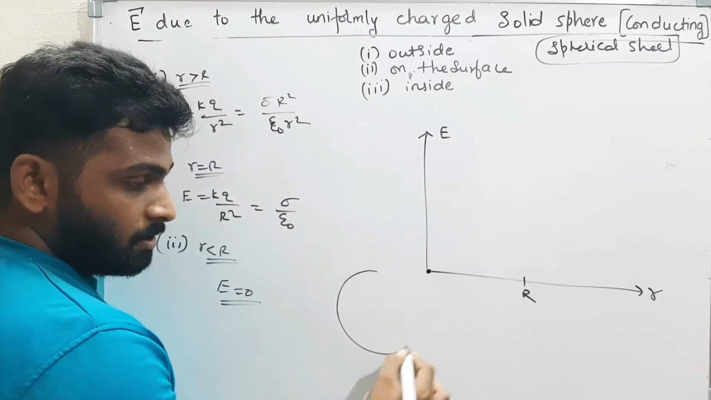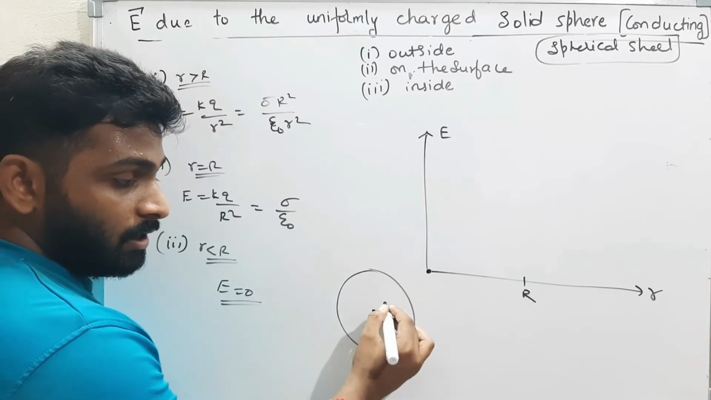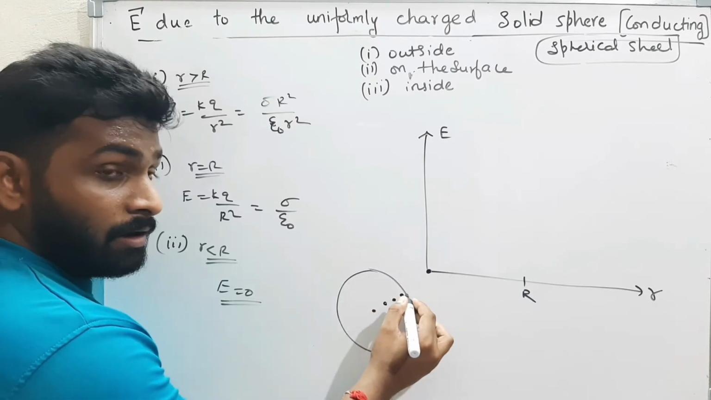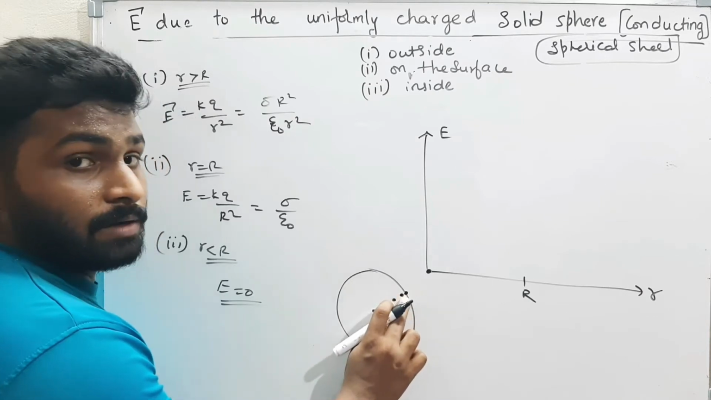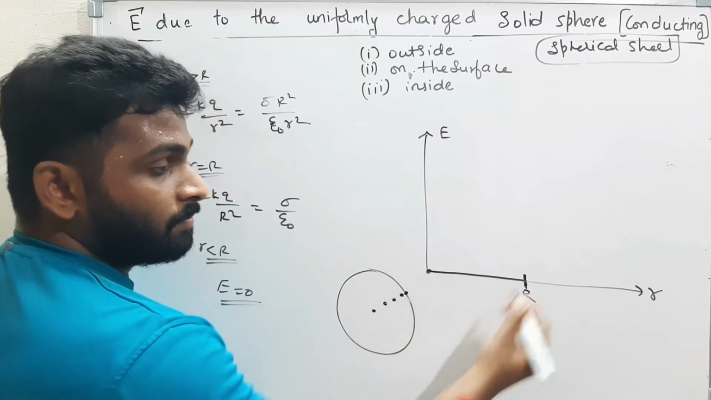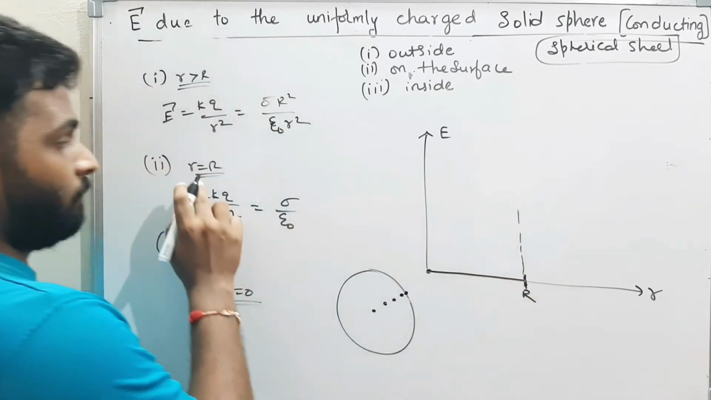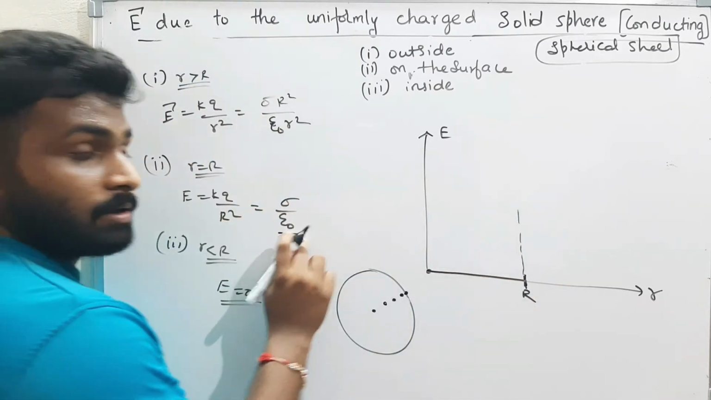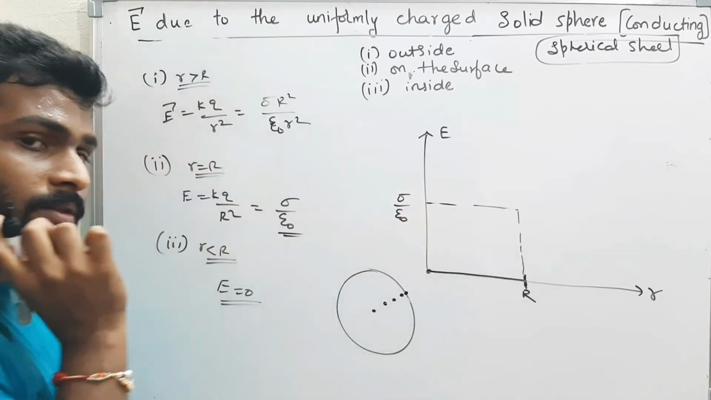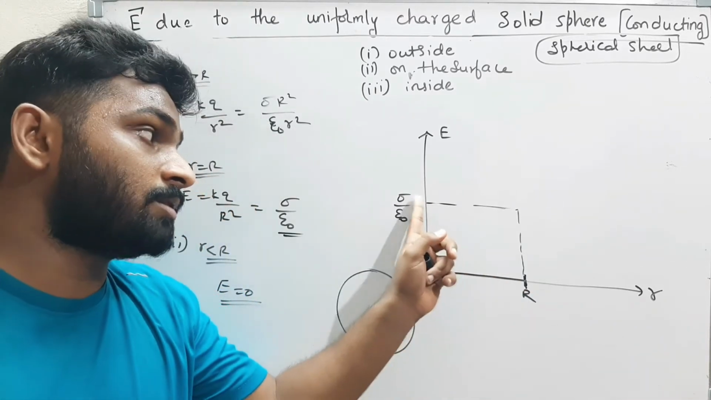That means if this is a spherical body, the electric field at this point is 0, at this point is 0, and at this point is 0. But till when will the electric field be 0? Till it reaches the surface. That means till small r is equal to capital R, the electric field is 0. When small r is equal to capital R, that means when the point is on the surface, the electric field is sigma by epsilon naught.